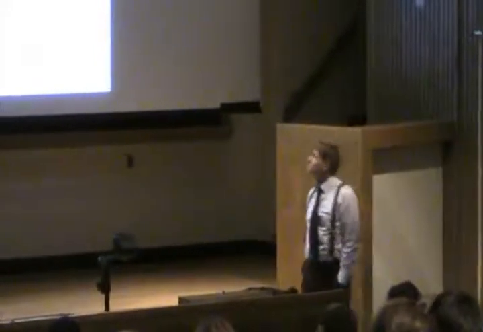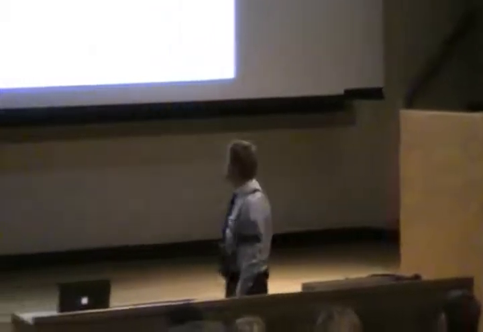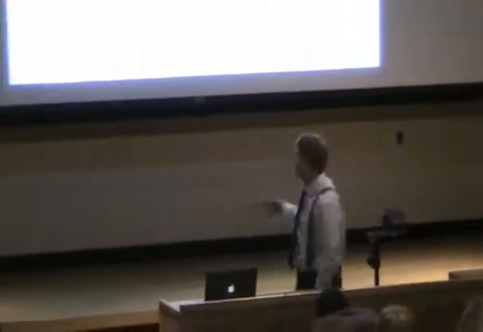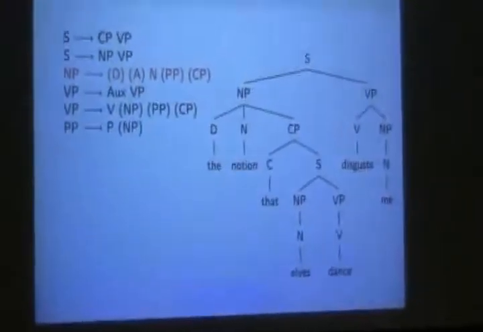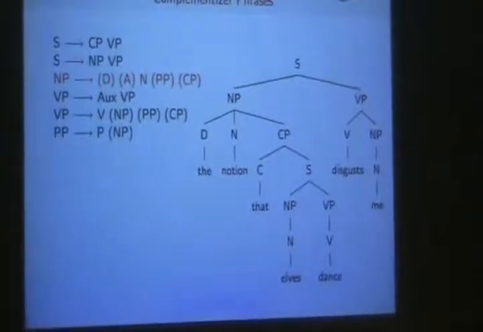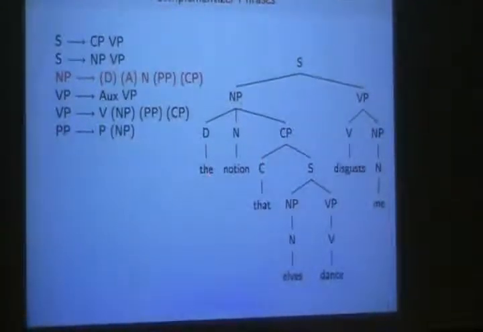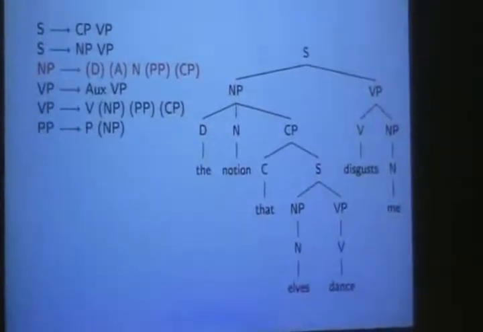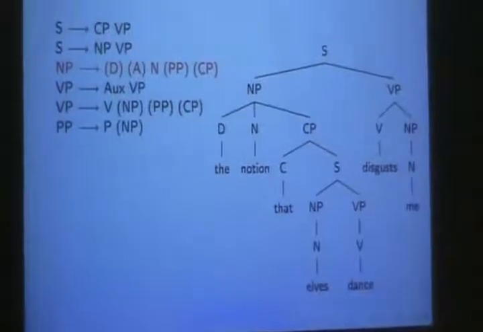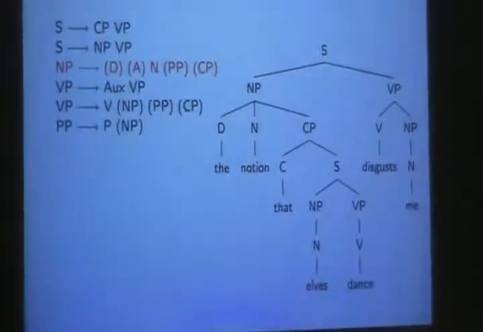Complementizer phrases. Complementizer phrases can also be found inside noun phrases. Here's an example. So this sentence ends with a verb phrase, "disgusts me," are its two parts. It starts with a noun phrase, the first member of which is this determiner "the," the second member of which is this noun notion, and now, following that noun, is a sentence preceded by a complementizer, in this example, that. These guys can be inside noun phrases too, so we'll change our rule for noun phrases to add that possibility. Now there are two possible things that can follow a noun, a prepositional phrase and a complementizer phrase.